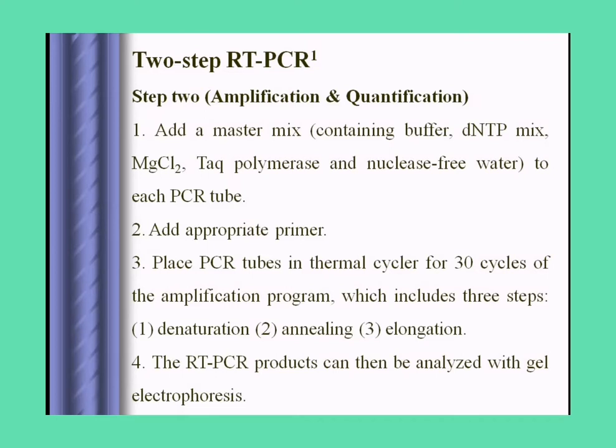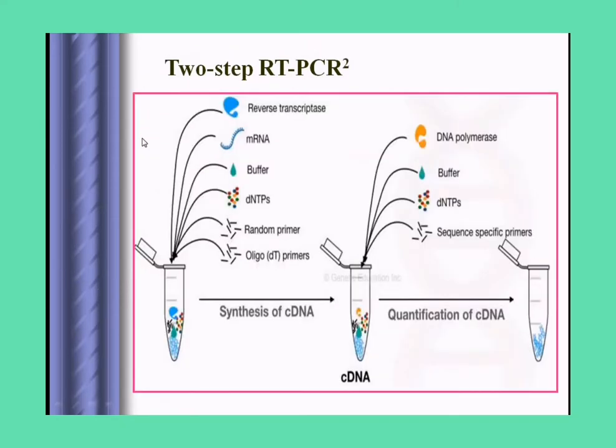Second step: add a master mixture to each PCR tube and add the appropriate primer. Place the PCR tube in the thermal cycler for 30 cycles of the amplification program, which includes the three steps: denaturation, annealing, elongation. The RT-PCR product can then be analyzed with gel electrophoresis. This one is the pictorial diagram of two-step RT-PCR technique.